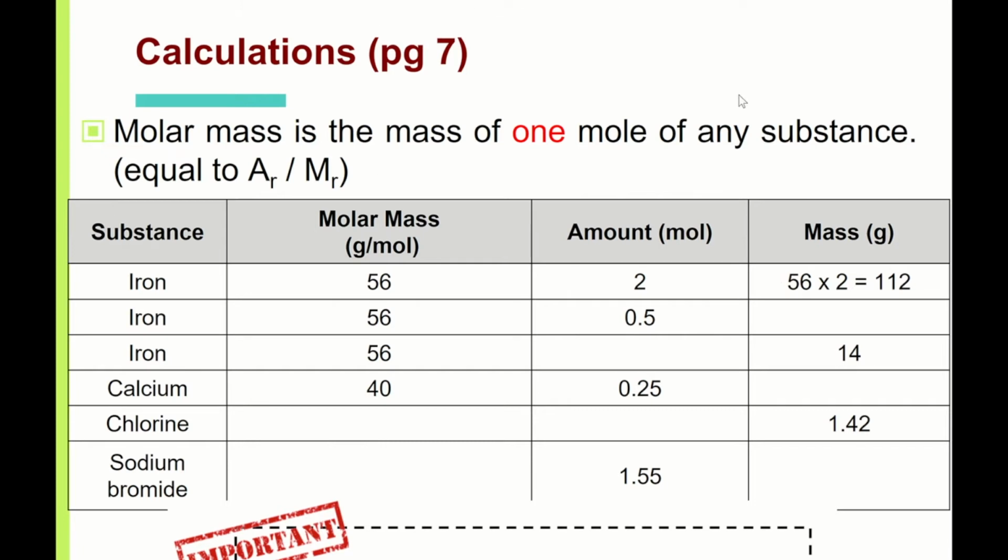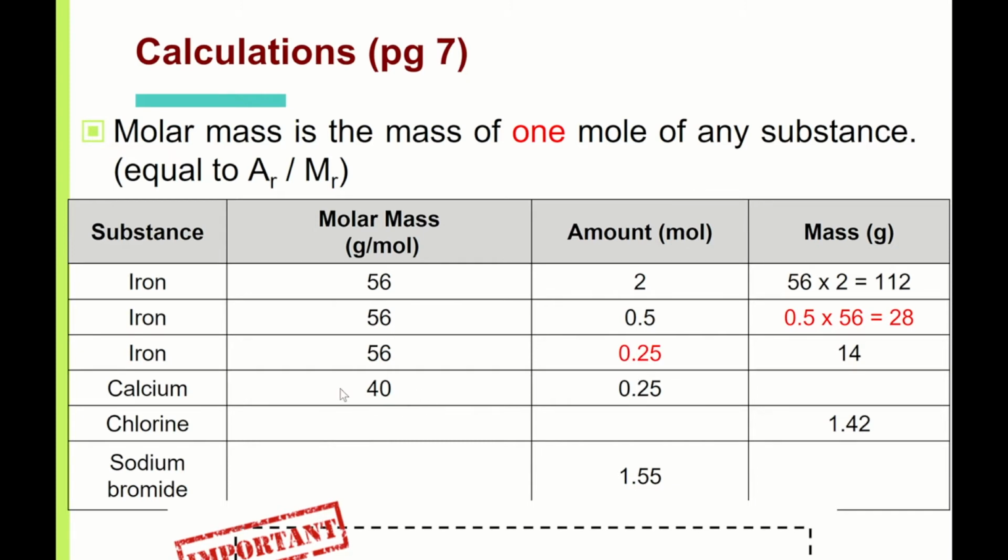If I have 1 mole of iron, it's 56, because that's the molar mass. If I have 2 moles of iron, how to calculate will be 56 times 2. If instead of 2 moles, I have 0.5 moles, what I do is just 56 times 0.5. If I tell you 1 mole of iron is 56, but now you are given 14 gram, in this 14 gram, how many moles of iron will there be? You do your calculation and you will get 0.25.